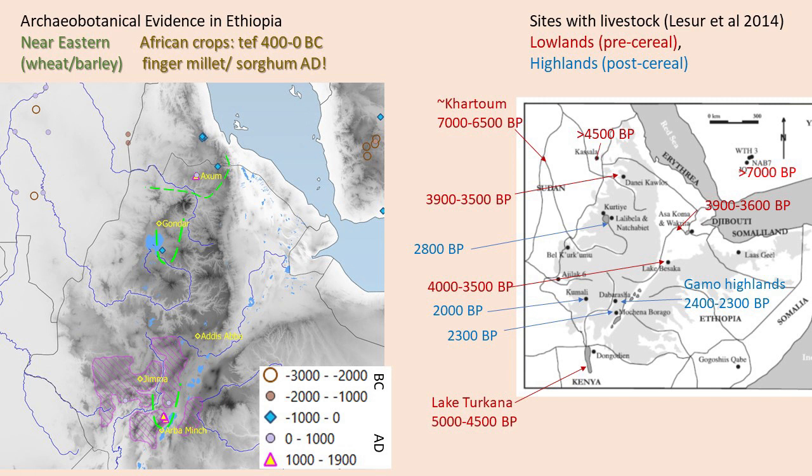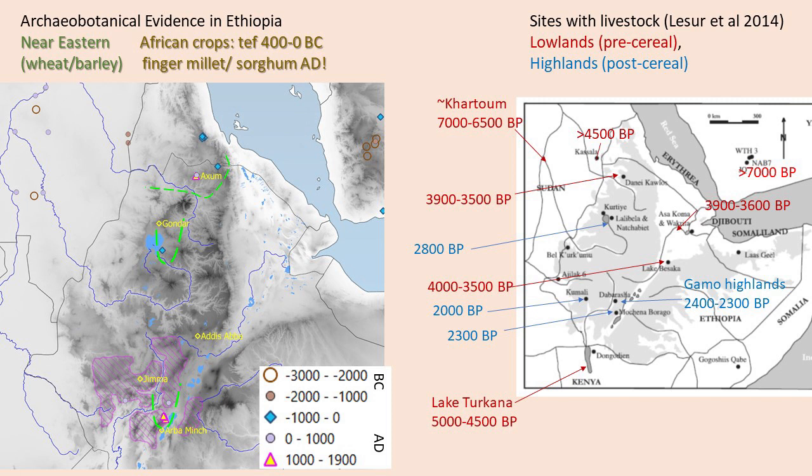But these sites up here tend to be, in their earliest levels, emmer wheat and barley and lentil, going back to 1000 BC, 1500 BC. The earliest African crops in these northern sites are at the end of the first millennium BC. So there's wheat and barley first, African cereals later. And down here we also get wheat and barley at least about 2,000 years ago.